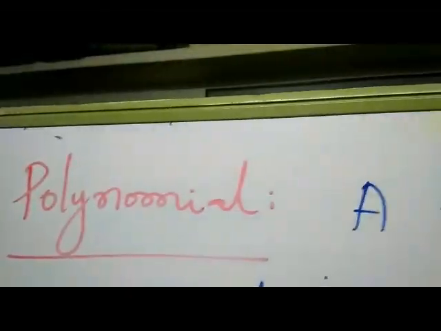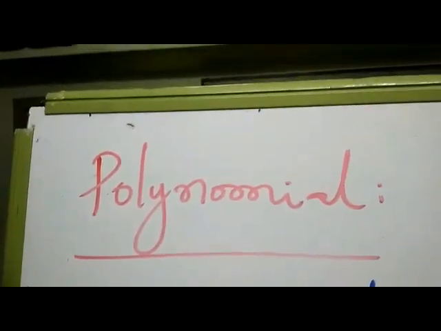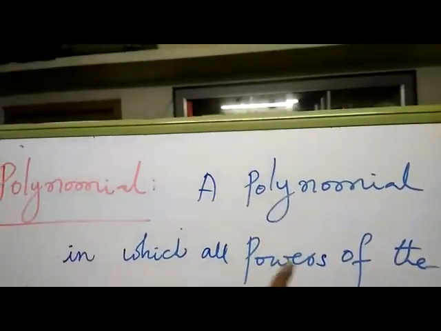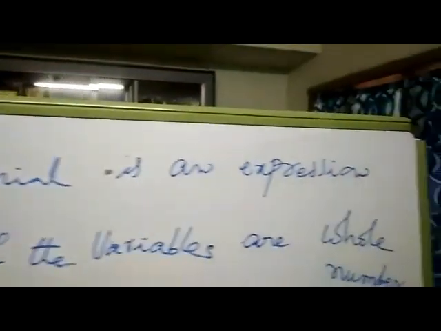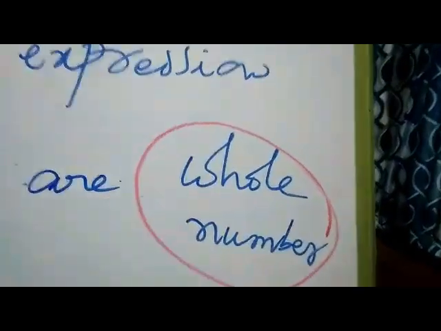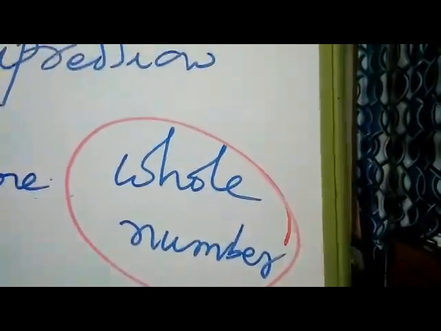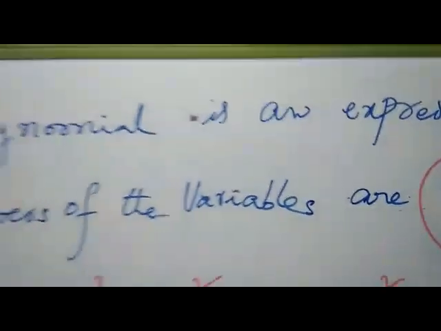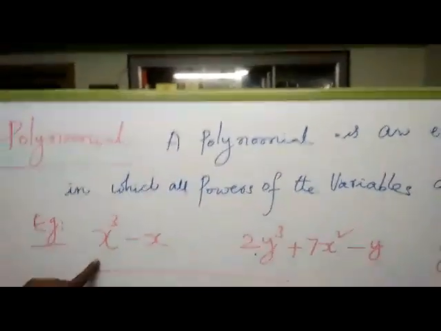A polynomial. What is a polynomial? A polynomial is an algebraic expression in which all powers of the variables are whole numbers. This is very, very important. The powers of the variables should be a whole number. To take any algebraic expression, the powers of the variable should be a whole number.